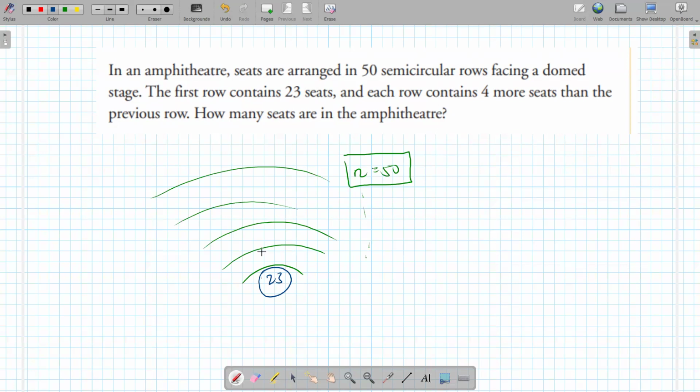There's going to be 27. Yeah, 27, and then 31, 35. There you go. That's our sequence. We have 23, 27, 31, 35, and so on.